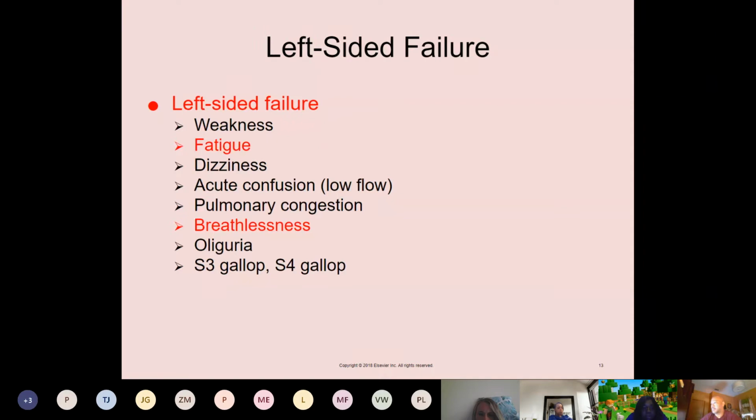All right. Now, when we're looking at left-sided heart failure, we want to think about the type of heart rhythms that you might see.